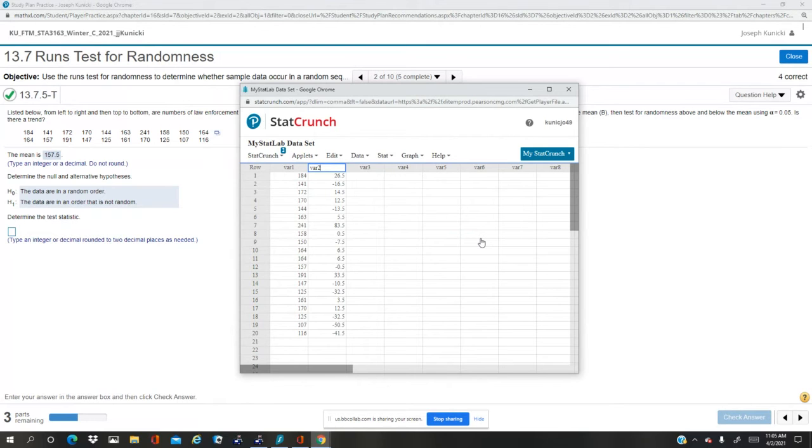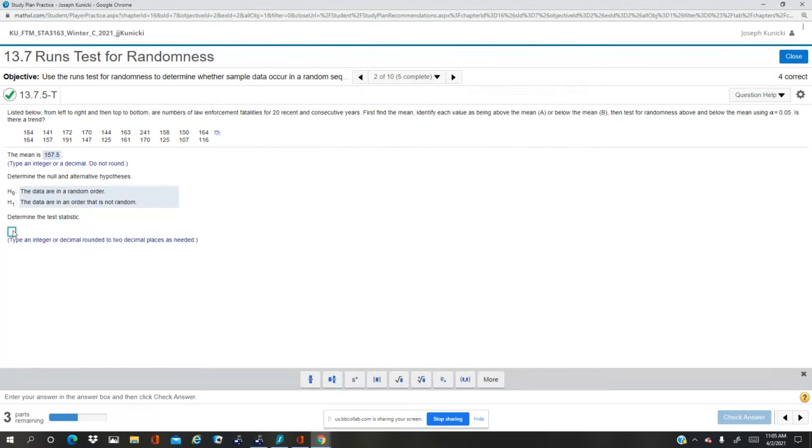So the number of positives: 1, 2, 3, 4, 5, 6, 7, 8, 9, 10, 11. That means there's 9 negatives: 1, 2, 3, 4, 5, 6, 7, 8, 9. And the number of runs: 1, 2, 3, 4, 5, 6, 7, 8, 9, 10, 11, 12. All right, so that's the test statistic. There's 12 runs.